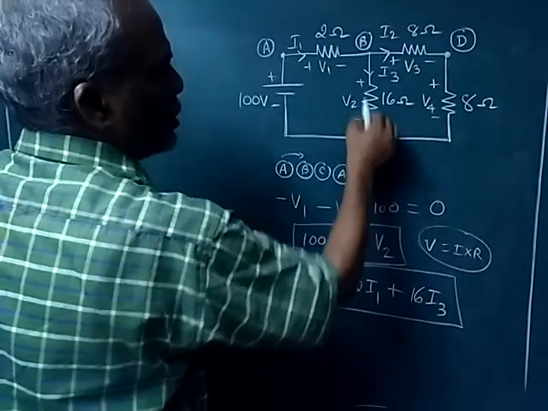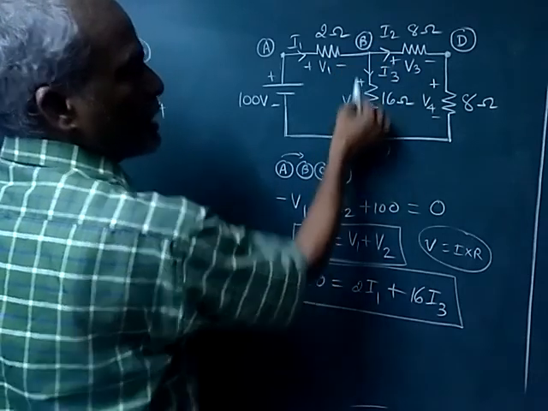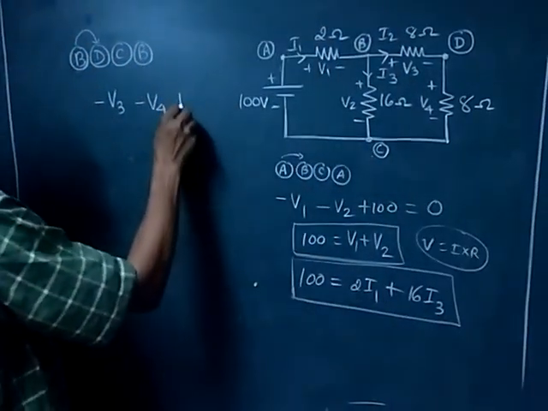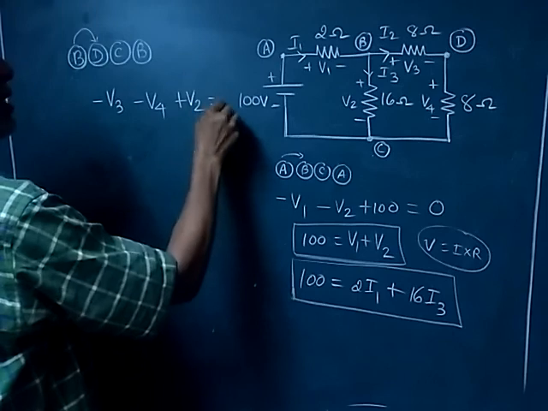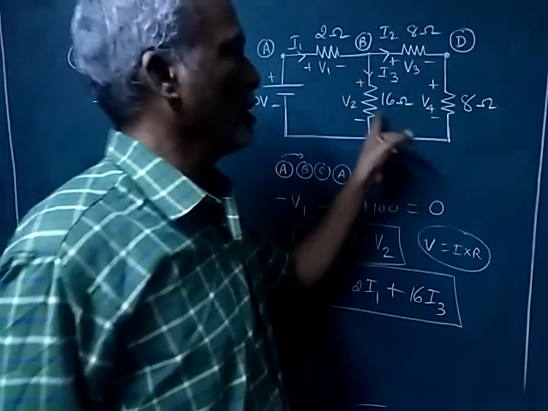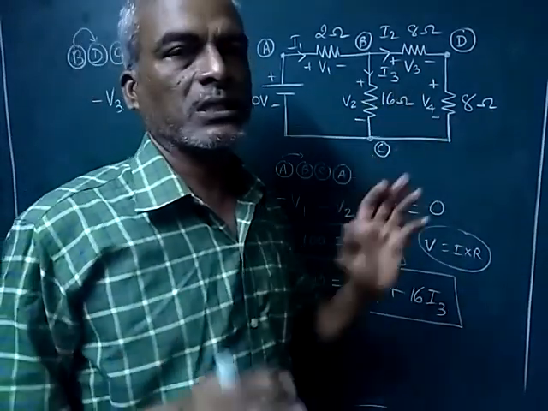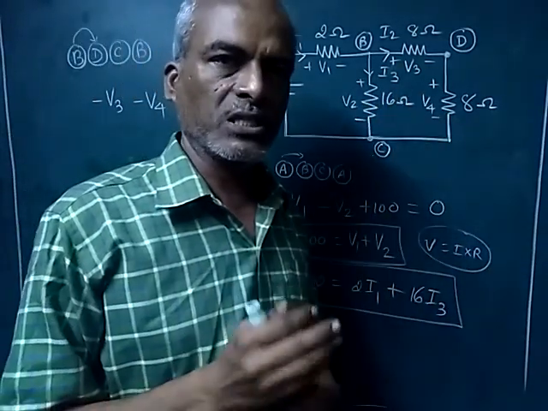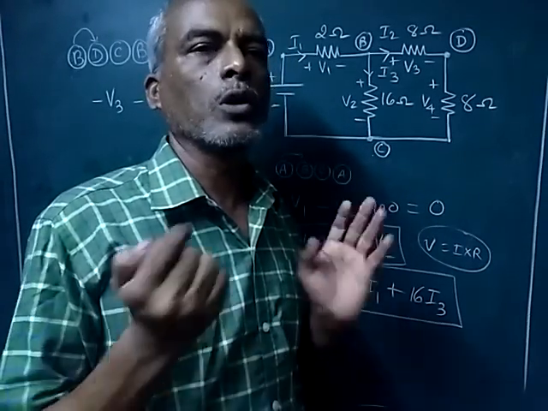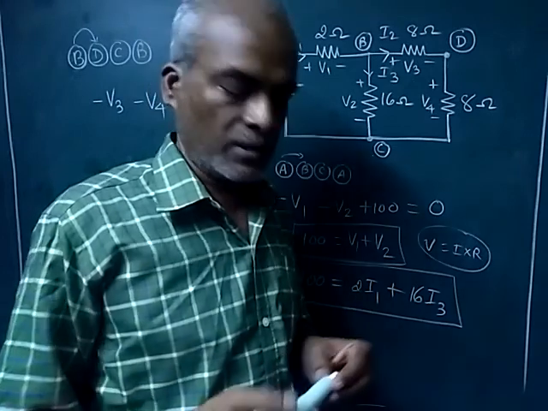Next, from C to B, if you see, you are entering minus and leaving out at plus. So there is a rise in potential. Therefore, plus V2 is equal to 0. In this loop, you have summed up all the voltages across the 3 resistances, and the total voltage should be 0. That's what Kirchhoff's voltage law says.